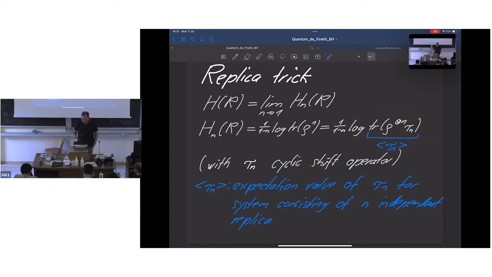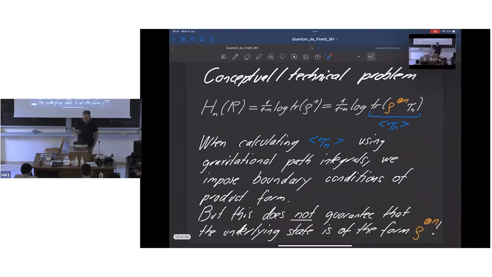Now, this is maybe the most important slide to understand why we are potentially interested in revisiting this and saying something. So the replica trick is again written here. And you see, the important thing is that we now have these n replicas of the state. Usually what people do is they use a gravitational path integral to calculate this observable. This is, as I said, an expectation value. So the path integral is a perfect means to calculate this expectation value.